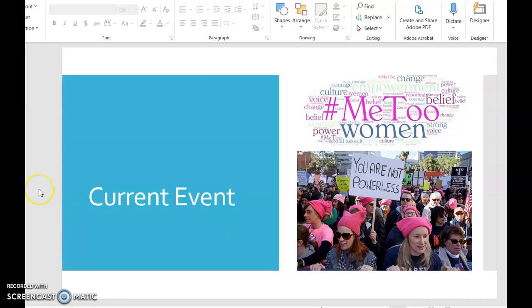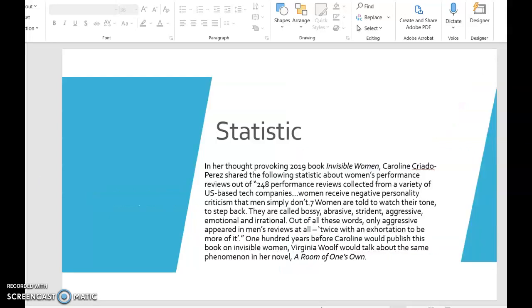Okay, another thing you can do is connect it with some sort of current event. So, the obvious one for me that stood out because this was about women's rights, the current, high topic women's rights issue is the Me Too movement. And I could talk about what that means today for women and compare it to what that meant for Virginia Woolf, right? Another thing you can do is add a statistic.